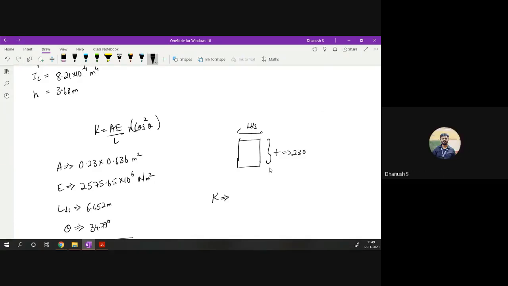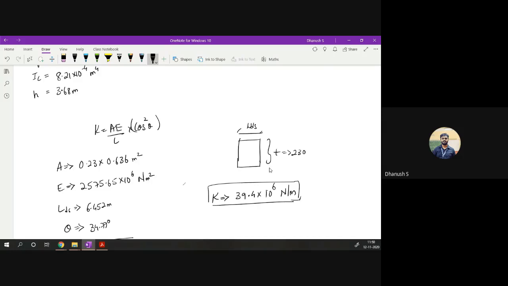39.57 into 10 to the power 6. Someone else confirm, please. 39.40. 39.45 into 10 to the power 6. This is fine. Now what do we do with this stiffness?